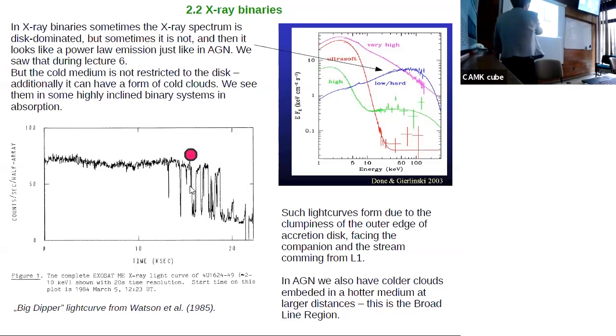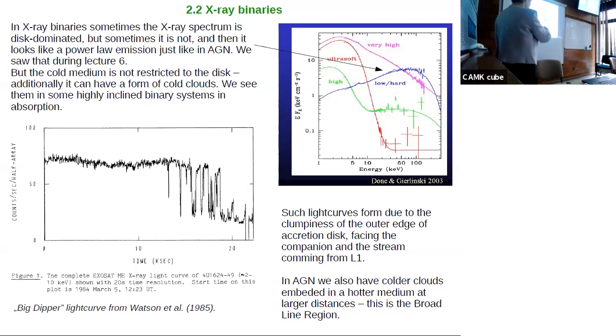But before you enter the eclipse, it shows a lot of rapid, very deep absorptions. So that shows you that the outer rim of the disk is quite clumpy. And this is why the source was named Big Dipper, because it shows really most spectacular dips. So clumps of cold material embedded in the hot medium can exist at larger distances. So this is just a different setup, a different example of things. And of course, in AGNs, we also have cooler clumps inside a hotter medium, and this will be the broad-line region. But now we will concentrate mostly on that part, because here most of the energy is in the form of X-rays, and this does not look thermal.